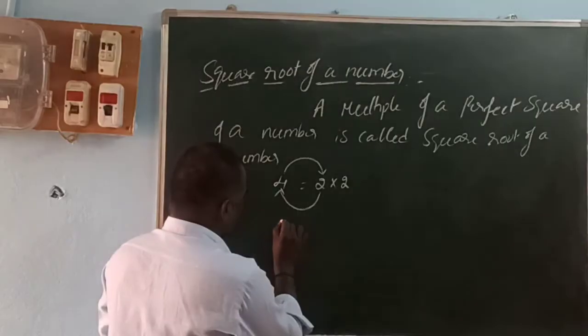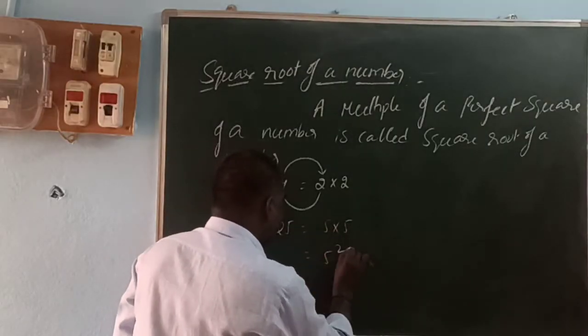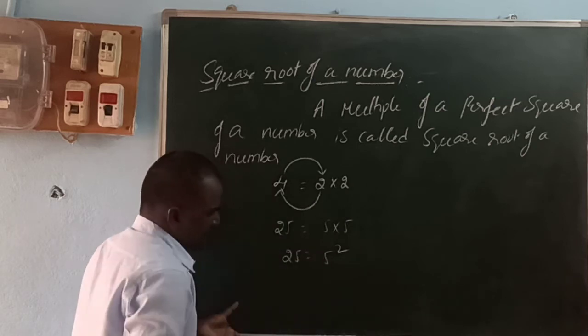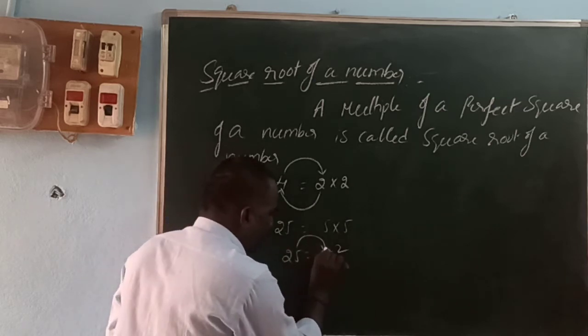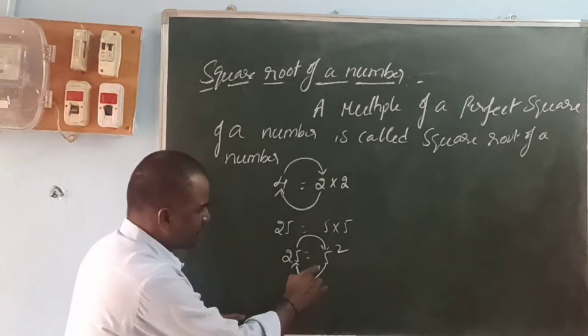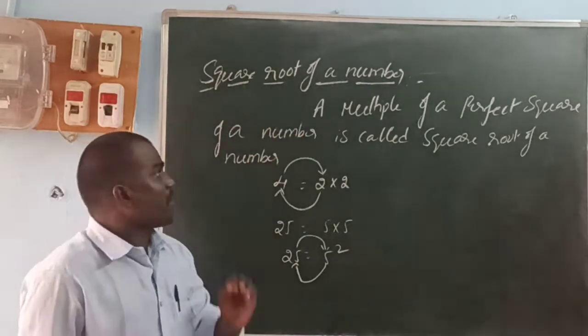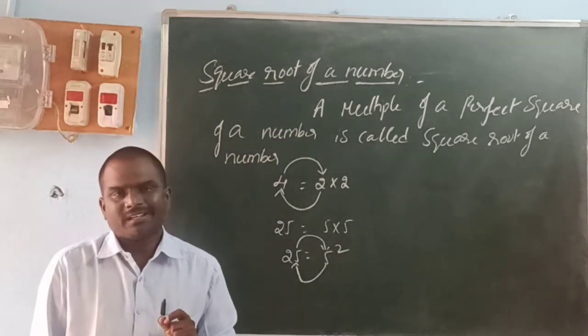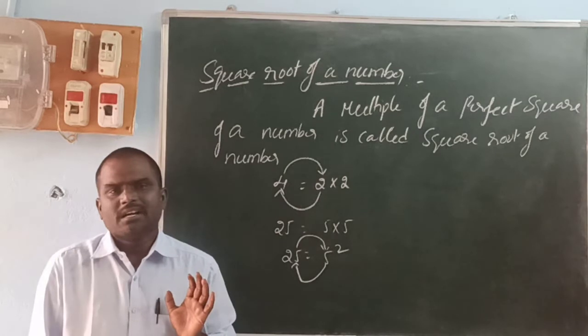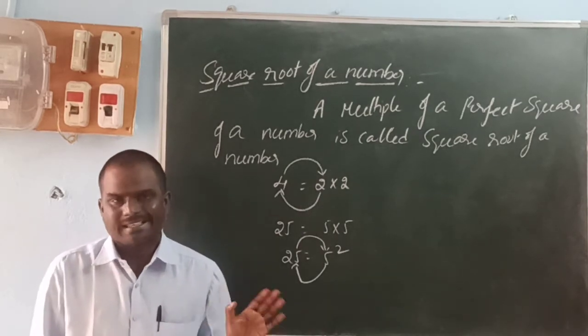Okay, here suppose 25, we can write it as 5 into 5. That is equal to 5 square. So here 25 is the square of 5. 5 is the square root of 25. Here the square root of a perfect square becomes rational. The square root of a non-perfect square number is irrational.